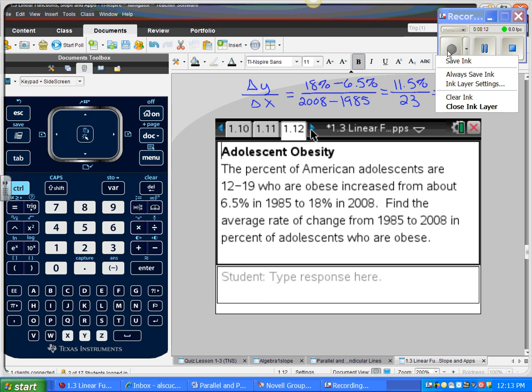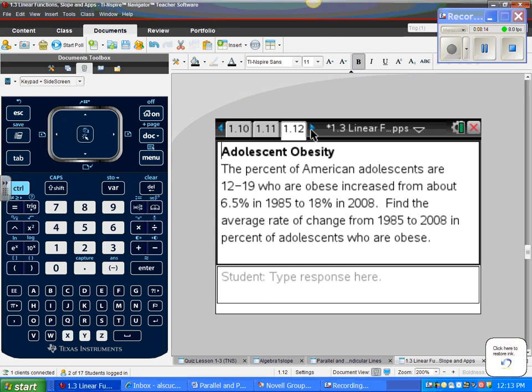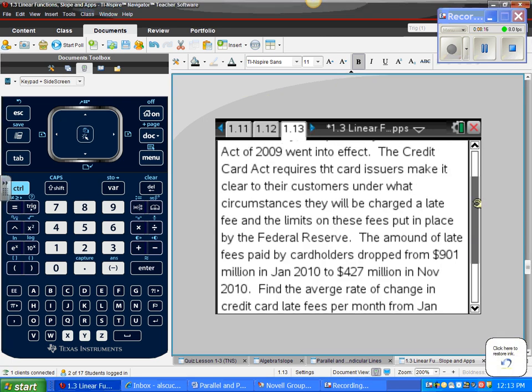Okay, next page. All right, this one is a long one.